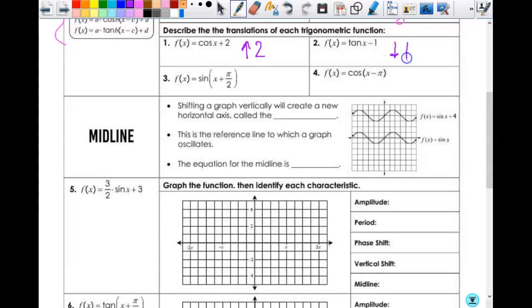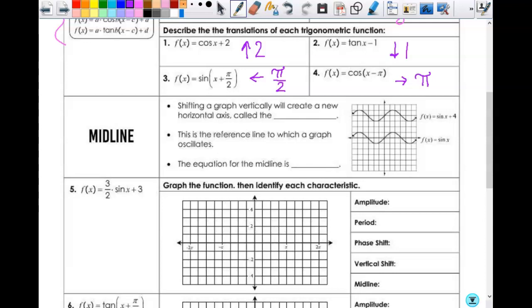Down 1. Okay, so then here, clearly this is happening before we take the sine, so this is going to be horizontal. What does this one do? Left pi halves. And this one goes right pi. Okay, everybody good on that? We should be pretty good at this stuff by now.